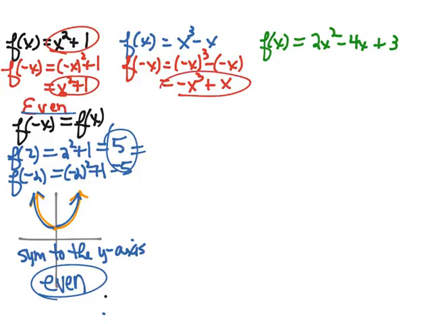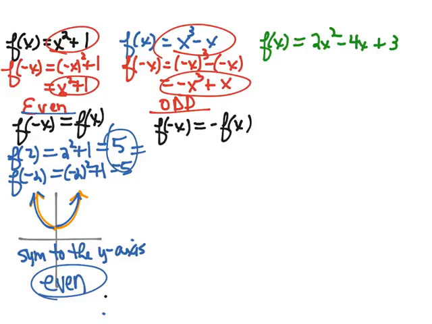And so when we compare this answer with what we started with, we have the opposite of each term. Whenever we end up with the opposite of everything that we started with, then we have what is called an odd function. The definition of an odd function is when we substitute in a negative number, we get the opposite of what we get when we substitute in a positive number.